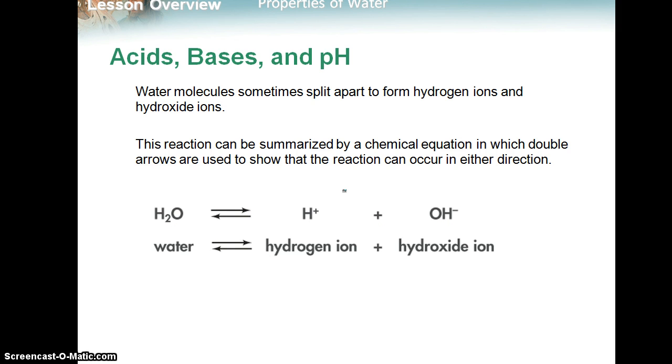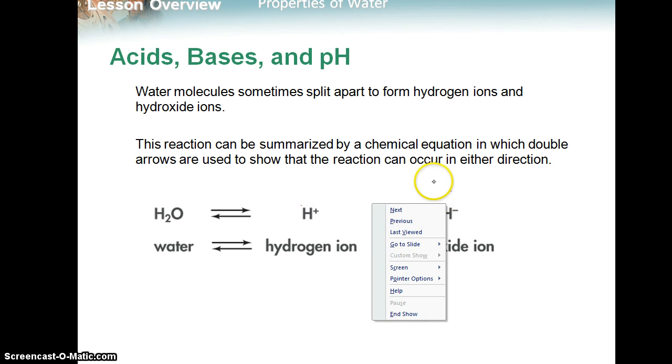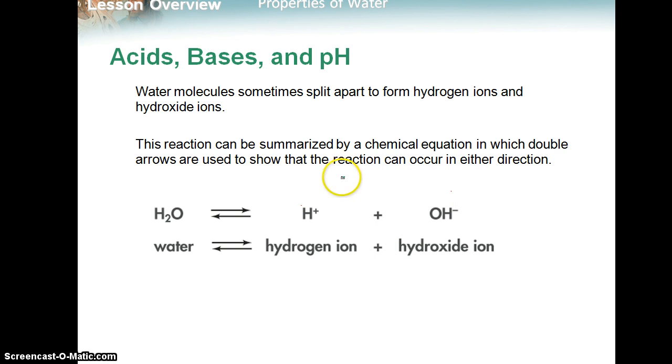Next we have acids and bases and pH, and we've talked a little bit about this. Basically water is neutral. Pure water is neutral because it has equal amounts of hydrogen ion and hydroxide ion. When we break water up, we don't get H2 plus O. This does not happen. Actually what we get is hydrogen ion and hydroxide ion.